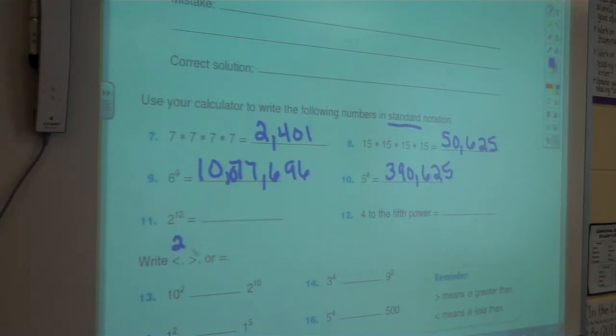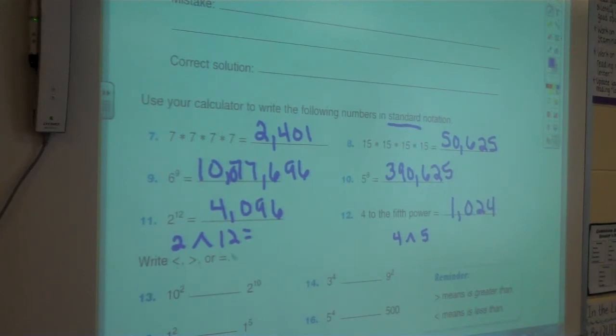Then what? The up key, and then what? 12. Equals, and then what do you get? 4,096. Is that what everybody got? Okay. And then 4 to the 5th power. What does that mean? What do you put in your calculator? Caden? 4 up key 5. And what do you get, Caden? 1024. Any discussion? Alright.